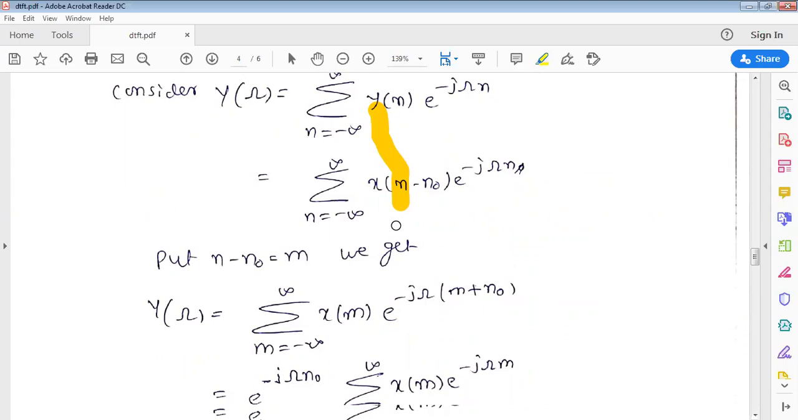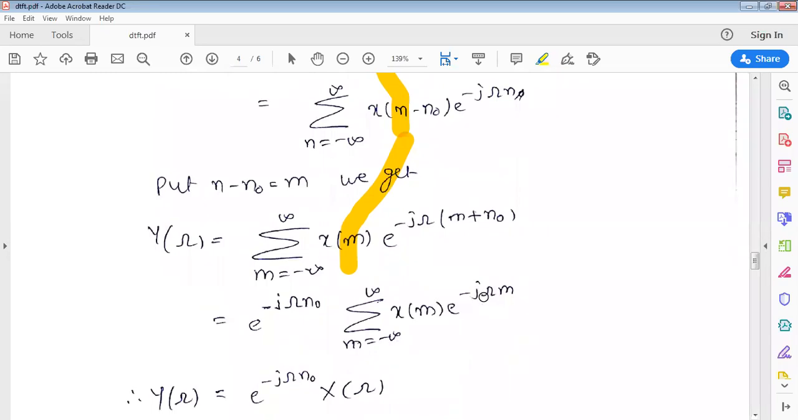Okay, so x of n minus n naught is rewritten in terms of x of m, and what happens to n? N is equal to m plus n naught. Therefore, e power minus j omega into m plus n naught. Therefore, this is equal to e power minus j omega n naught. Take it outside because n naught is not participating in the summation. I have e power minus j omega n naught into summation m equal to minus infinity to plus infinity x of m into e power minus j omega m.